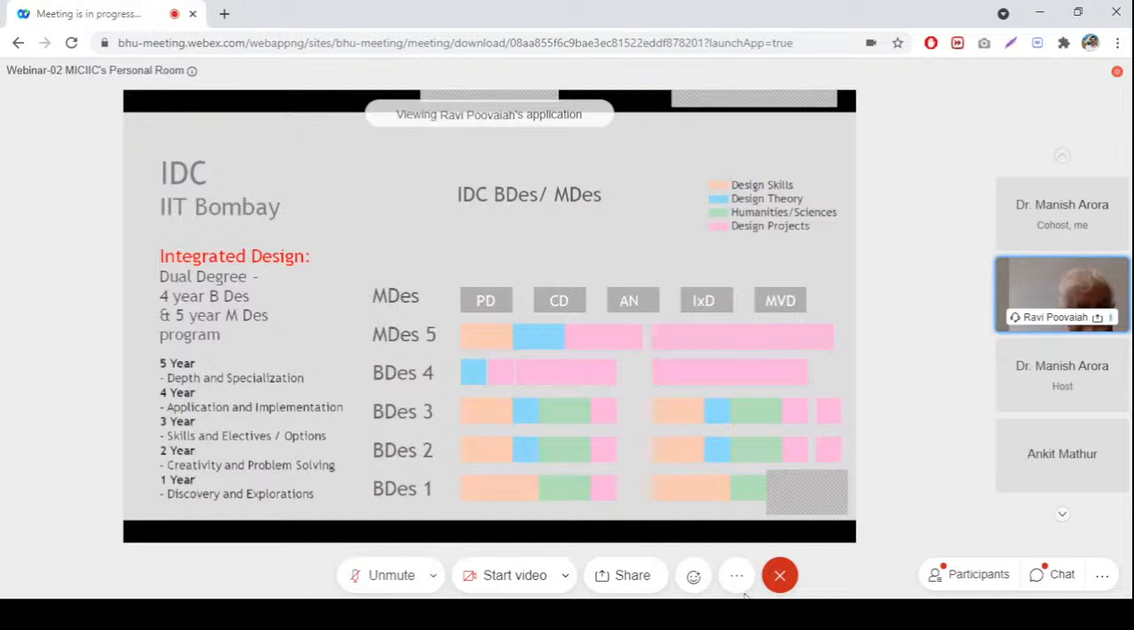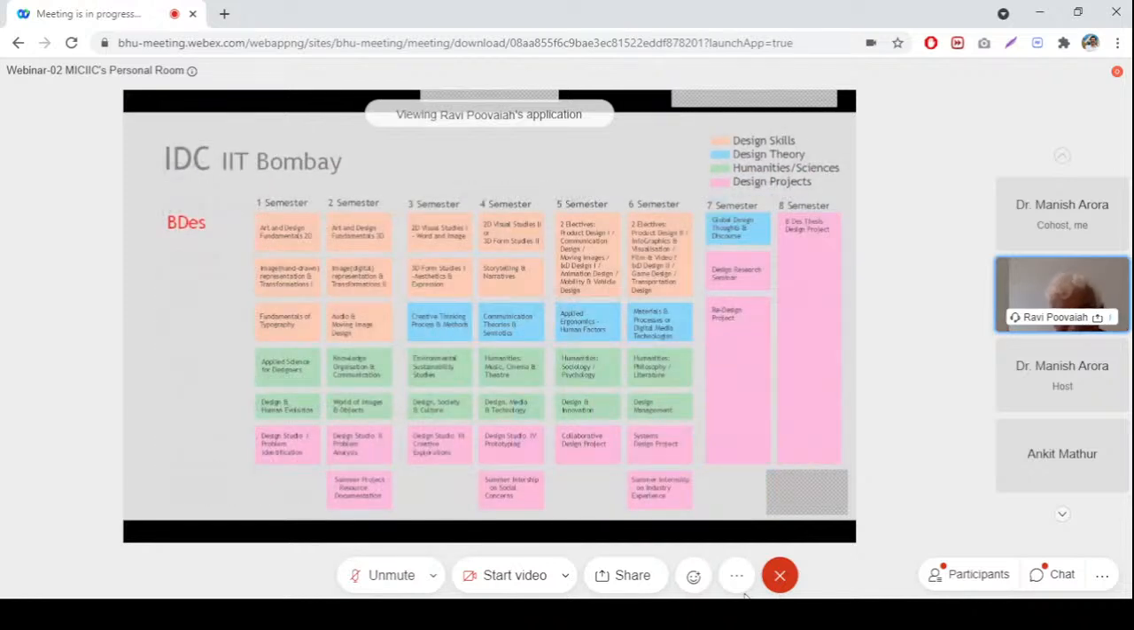If you look at it, the first year is discovery and exploration, the second year is creativity and problem solving, and the third year is skills and electives, where you look at options. The fourth year is basically applying what you learned and trying to implement it. And the fifth year, if you go, is depth and specialization. And this is at a glance of the courses that you have for the BDES.